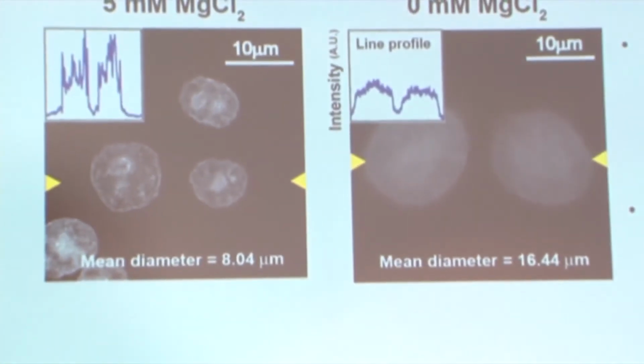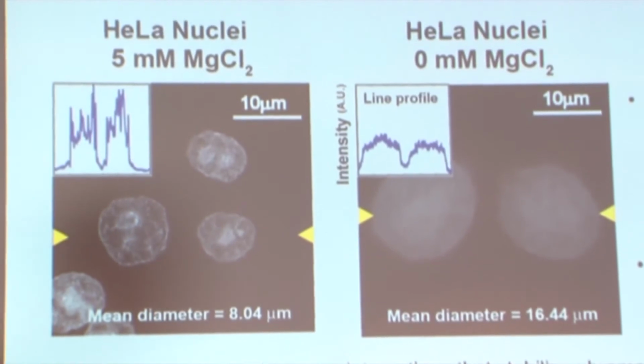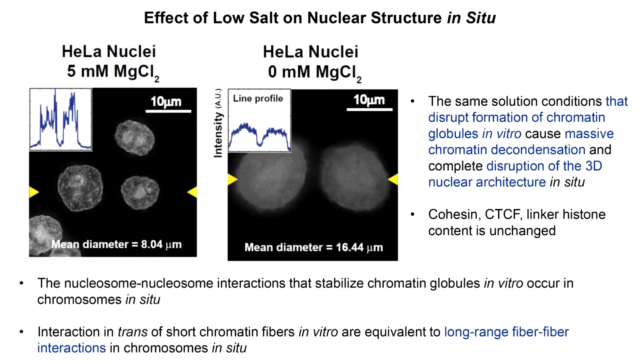So we think that the nucleosome-nucleosome interactions that stabilize chromatin globules in vitro are the same interactions that occur in situ, and that essentially the self-association of two short chromatin molecules mimics the long-range interactions of the chromatin fiber within a chromosome.